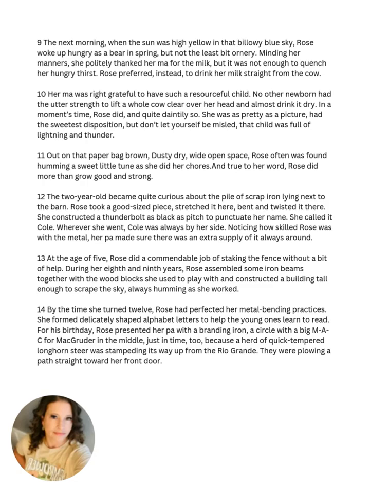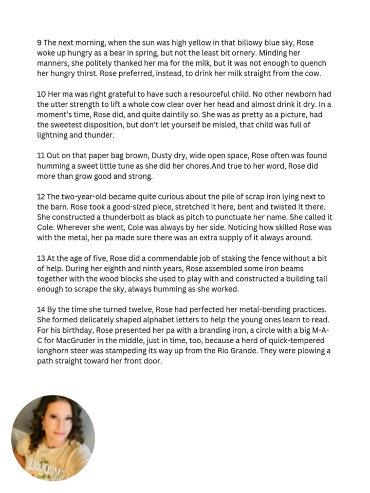And true to her word, Rose did more than grow good and strong. The 2 year old became quite curious about the pile of scrap iron laying next to the barn. Rose took a good sized piece, stretched it here, bent and twisted it there. She constructed a thunderbolt as black as pitch to punctuate her name. She called it Cole. Wherever she went, Cole was always by her side. Noticing how skilled Rose was with the metal, her paw made sure there was an extra supply of it always around. At the age of 5, Rose did a commendable job of staking the fence without a bit of help.